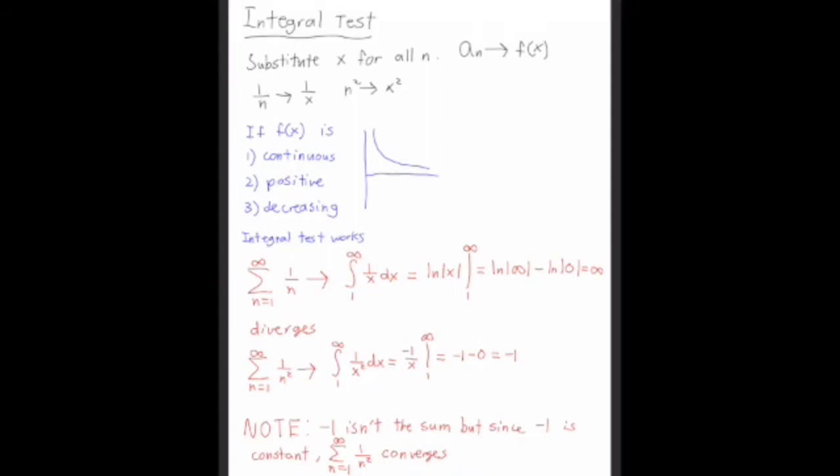Compare that to the series from 1 to infinity of 1 over n squared. You do the integral test and you get the integral from 1 to infinity of 1 over x squared dx. And that's the same thing as negative 1 over x from 1 to infinity, which is just 1. Since 1 is a constant, that means the series converges. But note that 1 isn't the sum, but since it's a constant, it still converges.